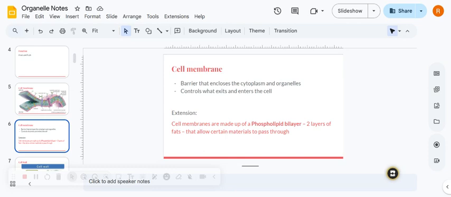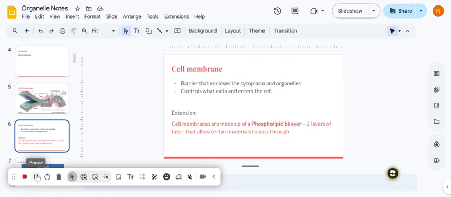If you want to fill in the extension section, you'll write about how cell membranes are made up of a phospholipid bilayer, two layers of fats that allow materials to pass through and others to not pass through.